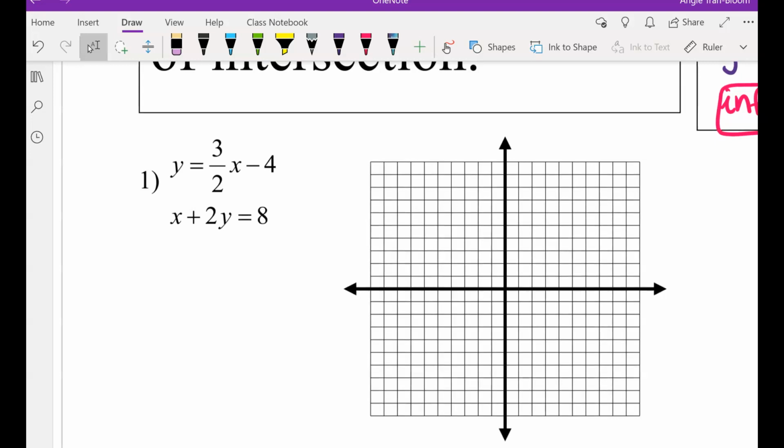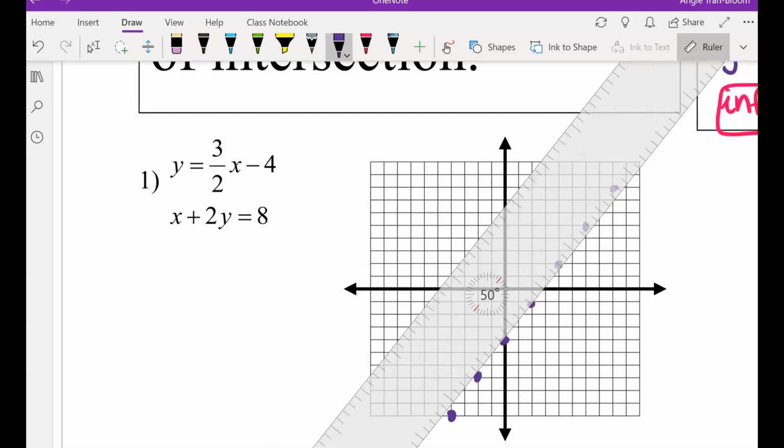Wyatt, where do you start on the first line? -4 on the x-axis or y-axis? On the y-axis. 1, 2, 3, 4. Thank you, sir. Go up 3. 1, 2, 3, to the right 2. Do multiple dots, y'all, because if you're solving by graphing and your dots are off or your lines are off, then that means your answer would be wrong.